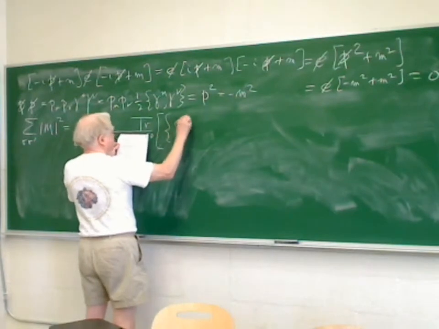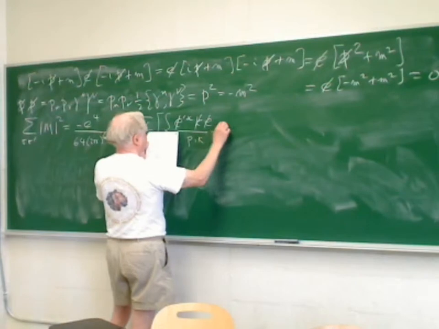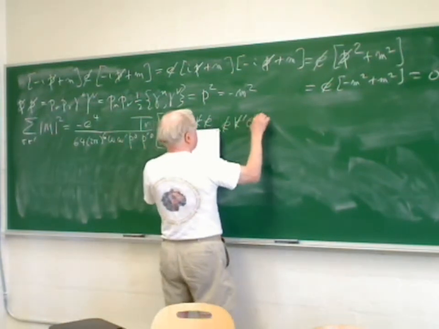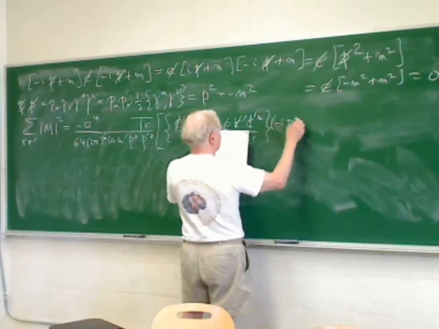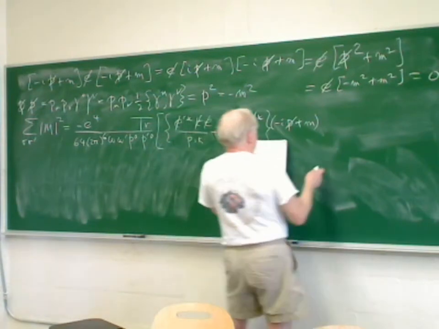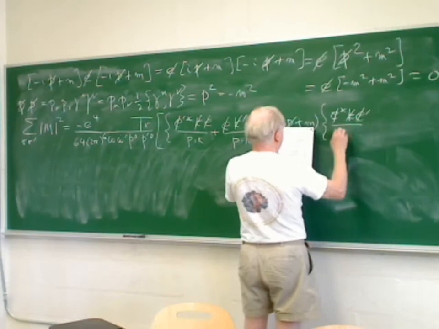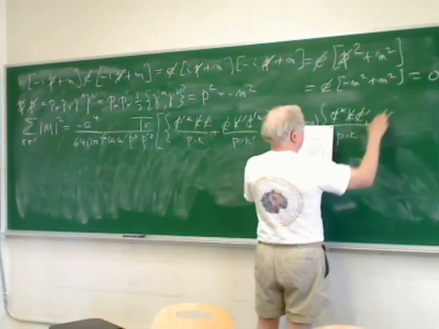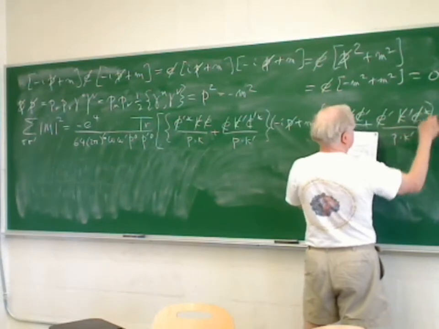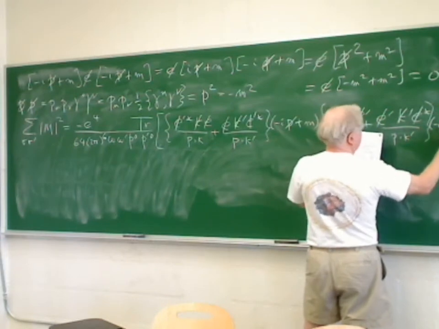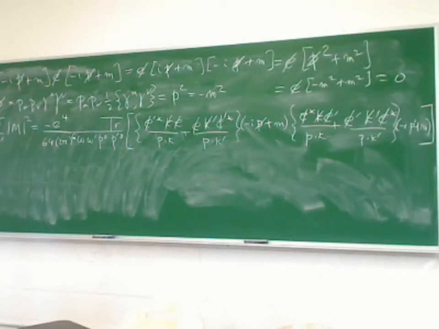Now what we've got is e prime star slash k slash e slash over p dot k plus p slash k prime slash e star prime slash over p dot k prime minus i p slash plus m. And then this is multiplied by e star slash k slash prime slash over p dot k plus e prime slash k prime slash e star slash over p dot k prime minus i p prime plus m. All right, that's the end of the trace. So, at least it fits on one line now.